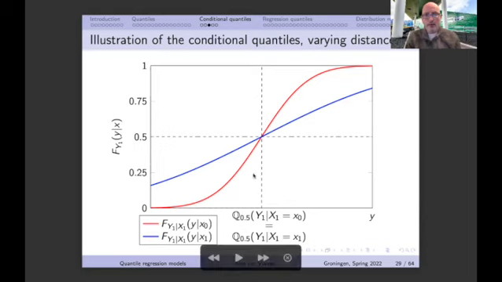So therefore, at this moment in time, if we're going to compare these distributions with each other, then the first thing we can do is look at the median.